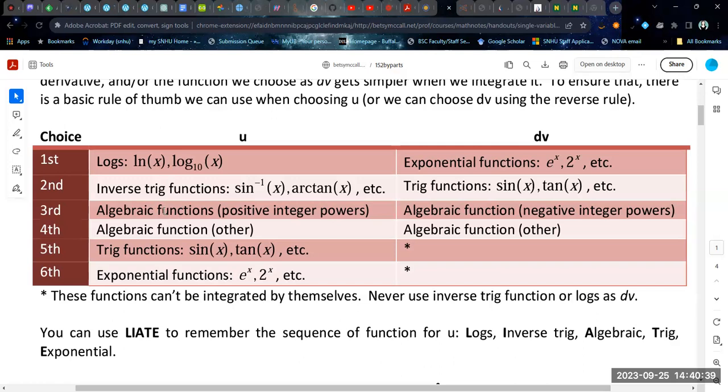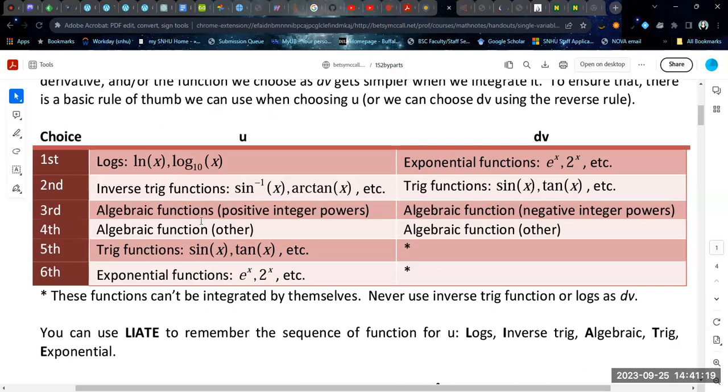The third choice is the algebraic functions. And as I said, there's really 2 tiers here. Algebraic functions that have positive integer power, so polynomials, are preferred for u over other algebraic functions. So this would include rational functions or radical functions. Now, these sometimes can be integrated, these radical or rational functions, and it may still be possible to work with them, but the polynomial functions, they will definitely get easier as you keep taking derivatives.